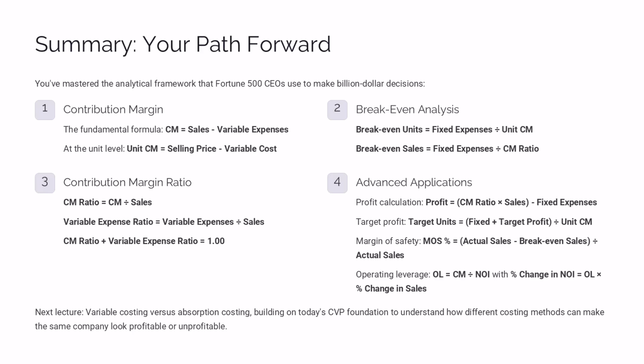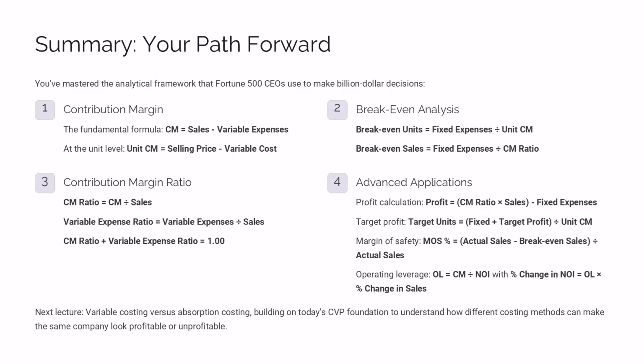You've mastered the fundamental formula: contribution margin equals sales minus variable expenses, understanding that every business decision comes down to whether it generates positive contribution margin, and you can calculate unit CM equals selling price minus variable cost to evaluate any opportunity from launching a product to starting your own business.